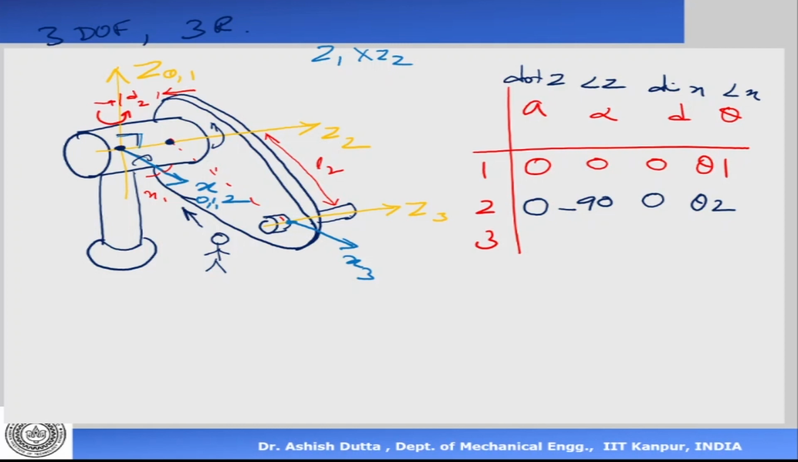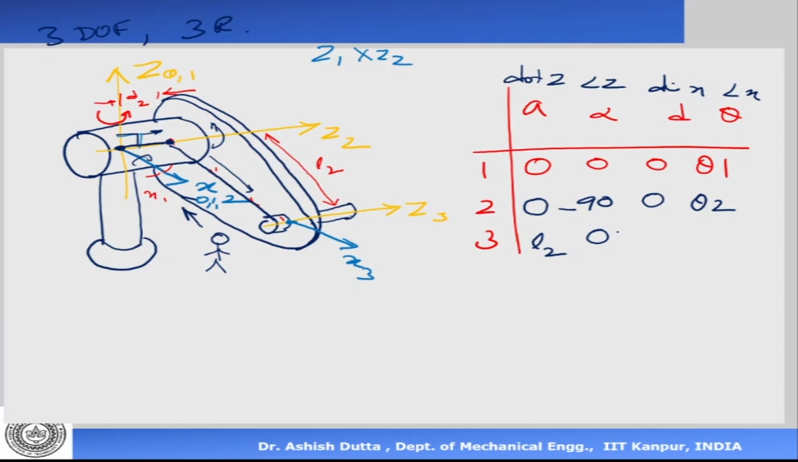Now if you look at frame 3 and frame 2, we see that the origin of frame 2 has moved like this, and then it has moved like that. It has come this much distance d2, then it has come L2. So what is the distance between the z-axis? The distance between the z-axis is L2. Now what is the angle between the z-axis? Z2 and Z3 are parallel, so there's no angle.